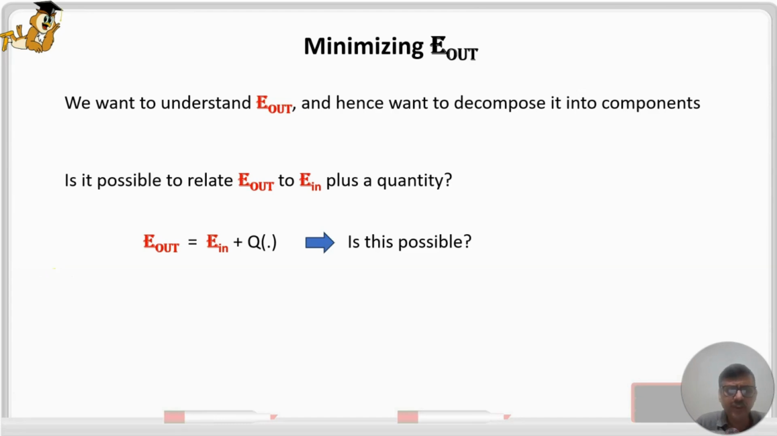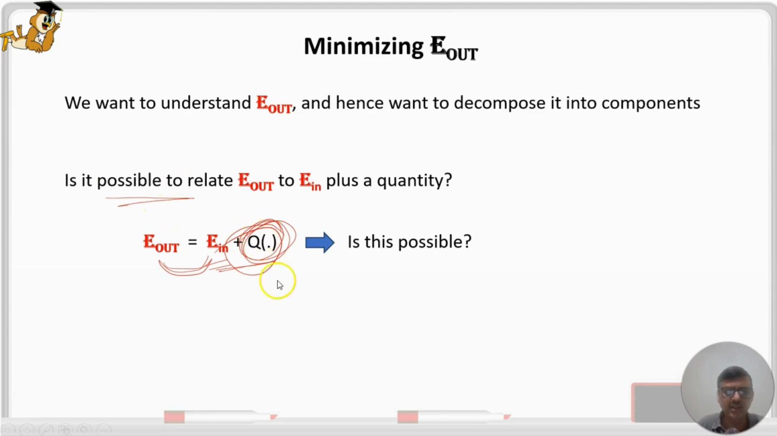A logical question to ask would be, is it possible to relate Eout to Ein? For example, is it possible to express Eout as equal to Ein plus some quantity? And why would you ask this question? If this was possible, you could then focus on minimizing this additional quantity in order to make Eout equal to Ein as much as possible. So this is a valid question to ask.